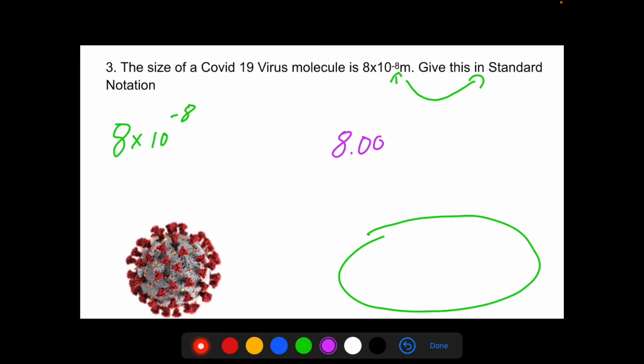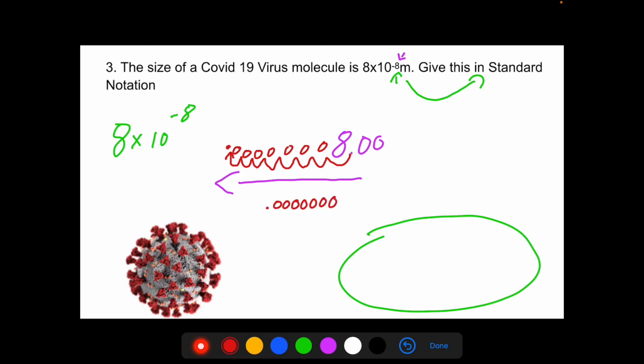So I know that I have 8, but I want to incorporate this negative 8 right there. That means I'm going to move the decimal place to the left. I'm going to move it 8 places. So here we go. 1, 2, 3, 4, 5, 6, 7, 8. And then all I have to do is go and put the zeros wherever I moved. And there I have it. My answer is 0.00000008.